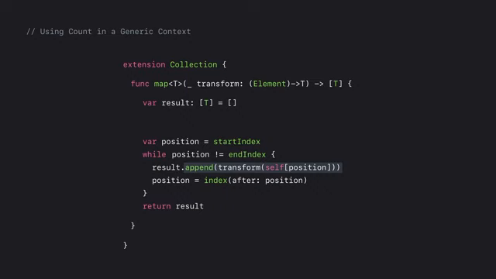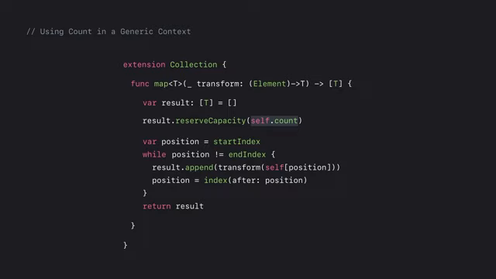Now, there's a nice optimization trick we can do with this implementation. We already know exactly how big the final array is going to be. It's going to be exactly the same size as our original collection. So we can reserve exactly the right amount of space in the array up front before we start appending to it, which is a nice speed up. And to do this, we're calling count.